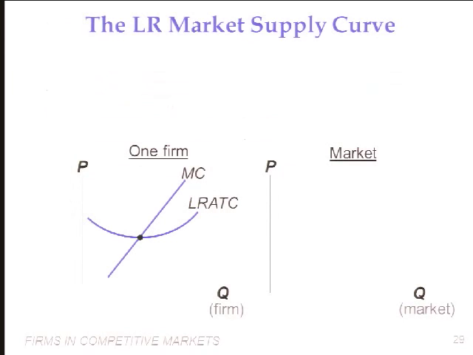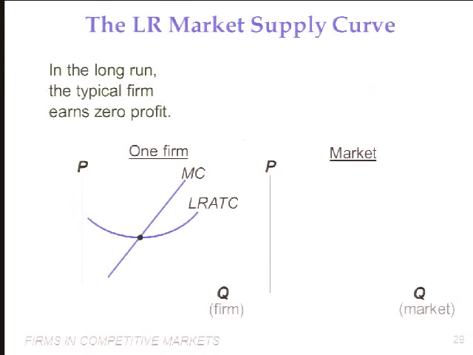Sorry, that is the horizontal curve, because as soon as price moves a little bit above the average total cost, entry comes in. Okay? As soon as it moves a little bit below, exit takes place. And those flows will only stop when price is equal to the minimum average total cost. Okay? So that's a horizontal supply.